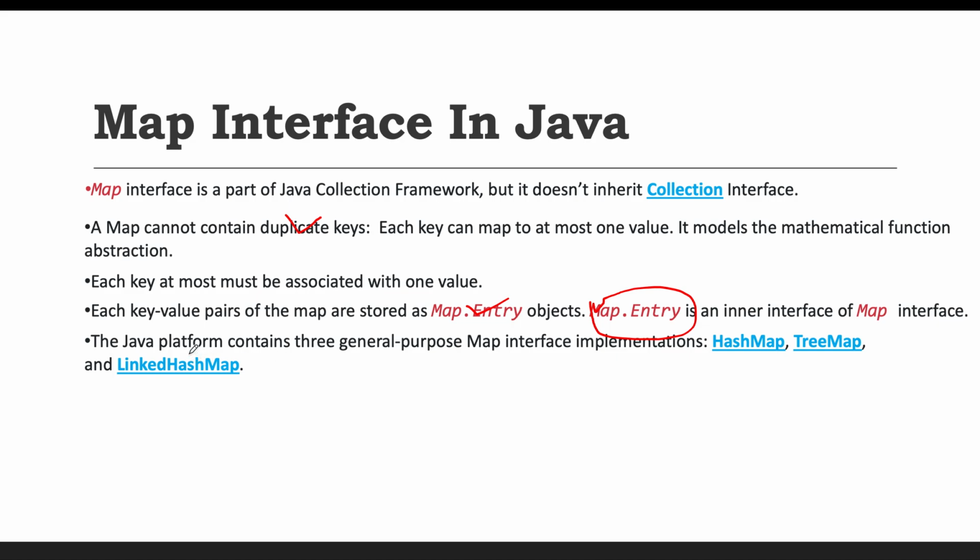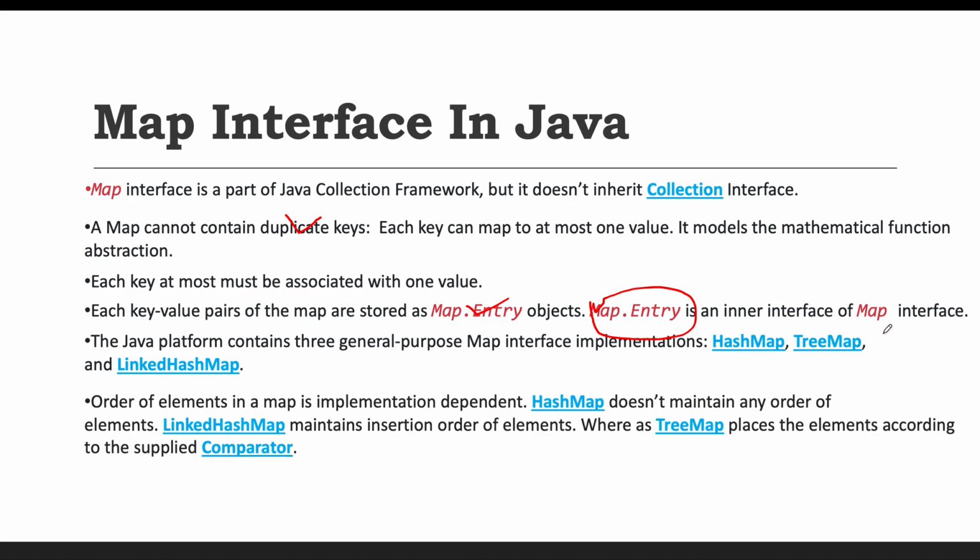The next important point is that the Java platform contains three general-purpose Map interface implementations, as we have seen in our previous diagram: HashMap, TreeMap and LinkedHashMap. These implementation classes implement the Map interface and provide different kinds of functionality. At a high level, the order of the elements is different in these classes, similar to the Set interface, where we have seen HashSet, LinkedHashSet and TreeSet. Similarly, the order of elements in a Map is implementation dependent on these three classes.